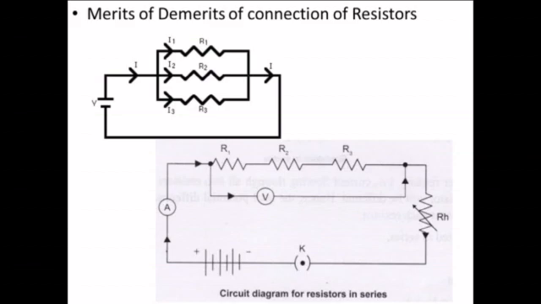Moreover, the fuse is connected in series with 230 volt AC mains, as well as in electrical appliances and in domestic electric connections. Therefore, whenever a short circuit occurs in any electrical appliance, the fuse wire melts and stops the electric current. As a result, damage to the electrical appliance can be prevented.